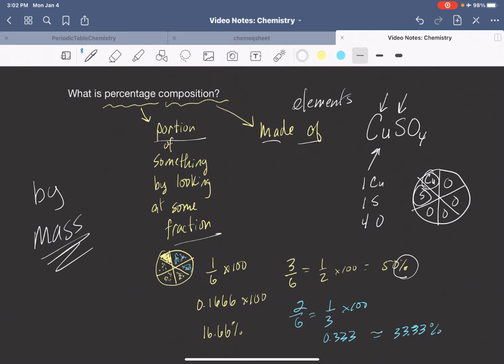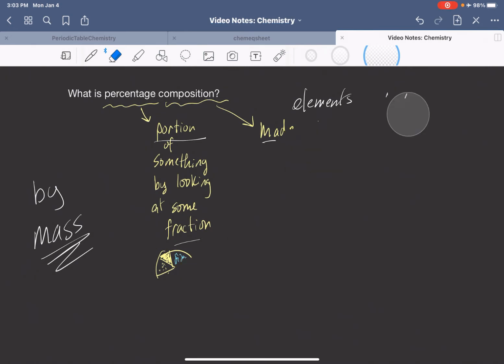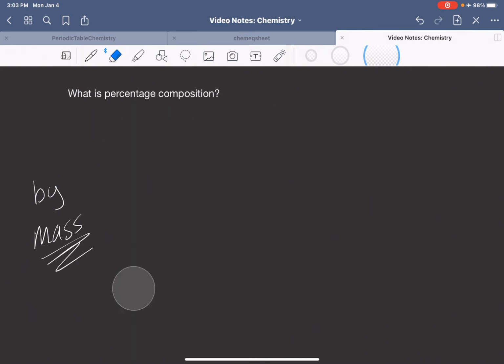So if we knew what the mass of copper was, the mass of sulfur, and the mass of oxygen, we could figure out the total mass of this particular compound here, and then we could figure out the percentage composition for copper(II) sulfate. Well, let's just jump in. Let's do that. All right, let's go ahead and clear this board. Go ahead and get all this out of here. All right, I'll erase all this. Let's actually do that.